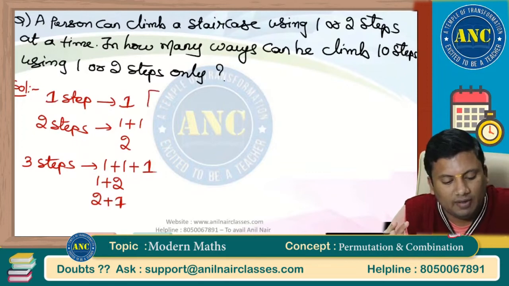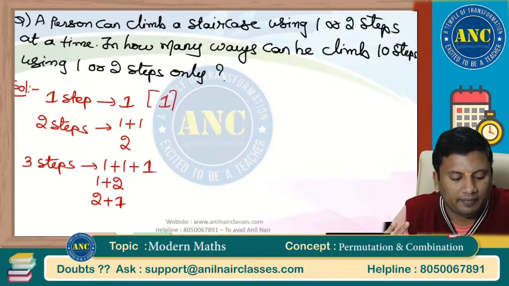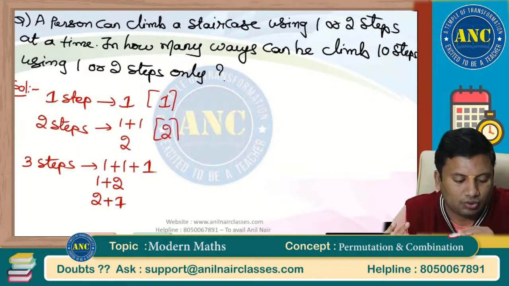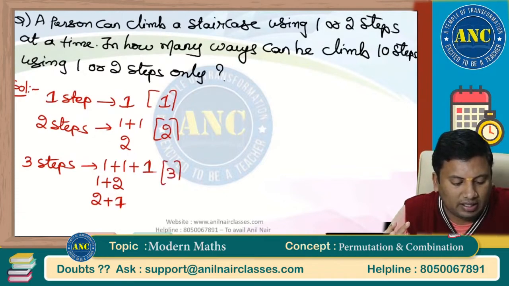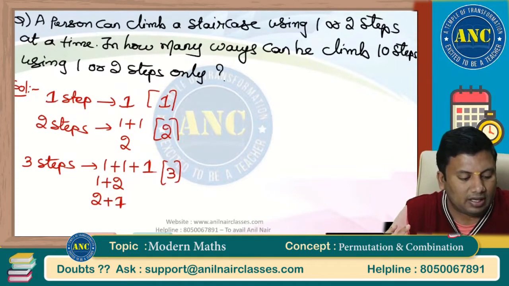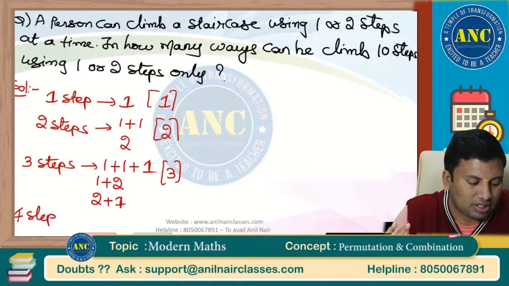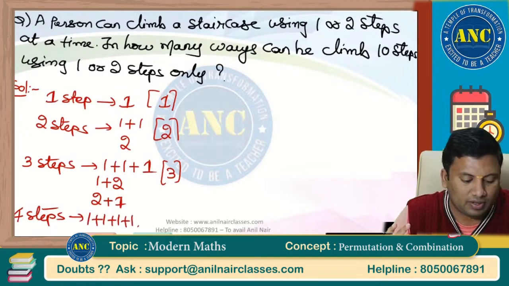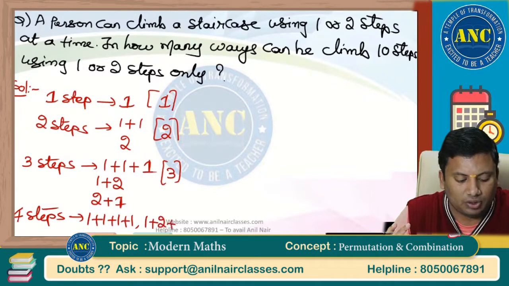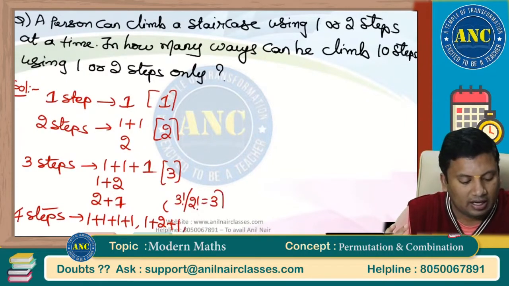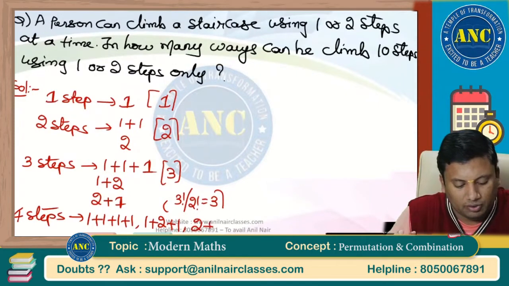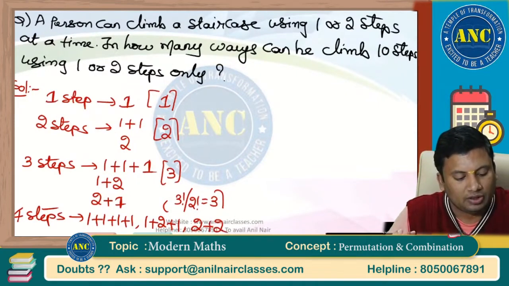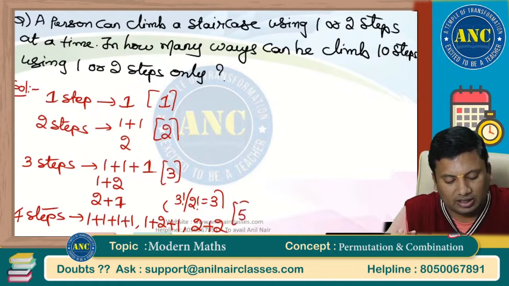Now if you observe, this value is nothing but 1. This value is nothing but 2. This value is nothing but 3. This value is nothing but 3. Suppose if I take 4 steps, it is 1 plus 1 plus 1 plus 1, or 1 plus 2 plus 1. This can be arranged in 3 factorial by 2 factorial, which is 3 ways, and it can also be done using 2 plus 2, which is 4. 3 plus 1 plus 1 is nothing but 5 ways.